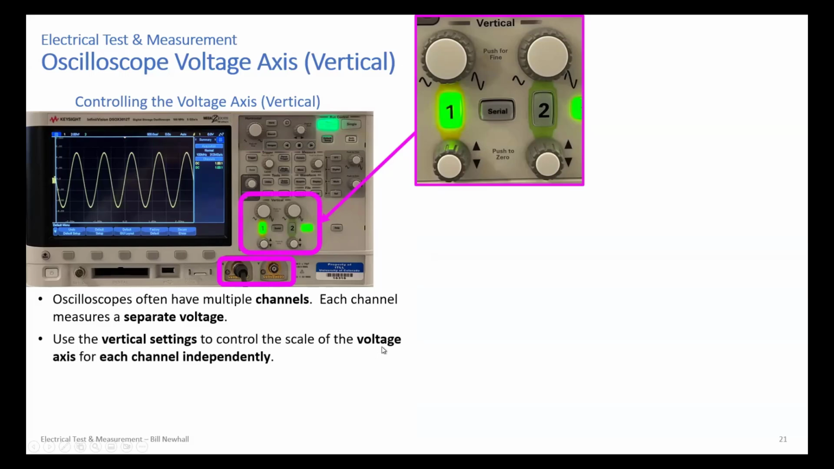And you can control each channel's scale independently. Okay, so you could zoom in on the vertical axis to a very small waveform, small in amplitude, and for another channel you could zoom way out, maybe it's a larger voltage, and you can compare those 2 waveforms. Voltage is often specified in volts per division.